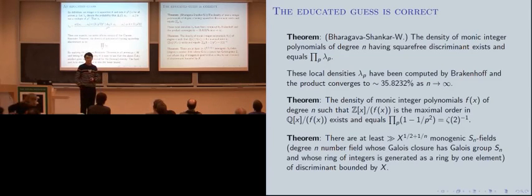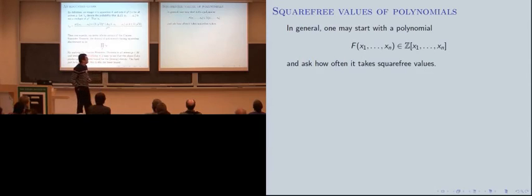Any other questions? Comments? Protestations? Okay, so I want to focus on the first theorem. Talking about that, let me step back a little bit and look at a more general problem. The case of polynomial discriminant is the case where you start with a polynomial delta_n, and then you ask how often it takes a square-free value. So instead, we can also just start with any polynomial and ask the same question.